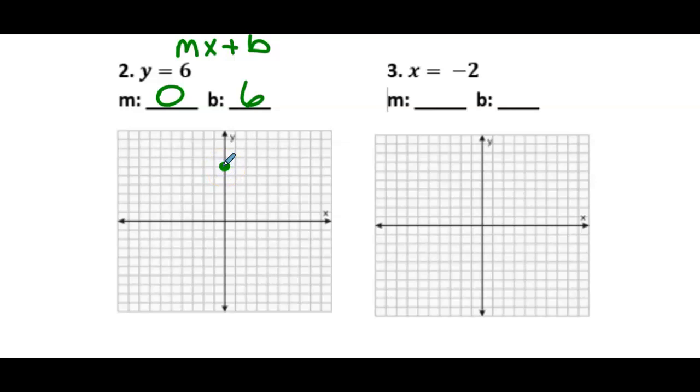And then I am going to go up 0 over 0. So in other words, I am going to have myself a horizontal line. All right, but now look at this one.